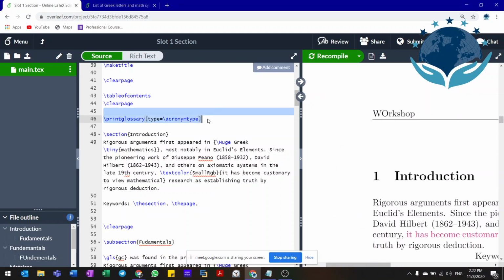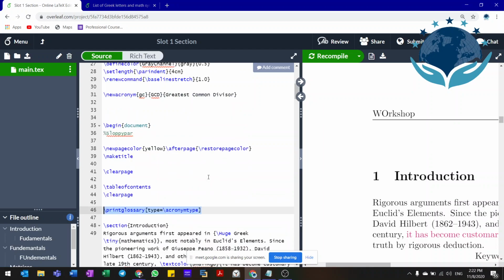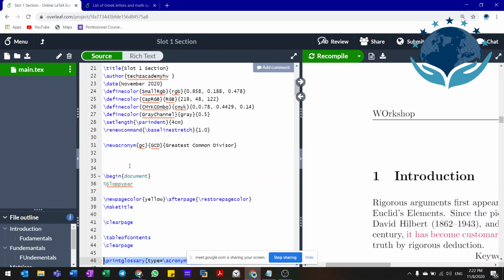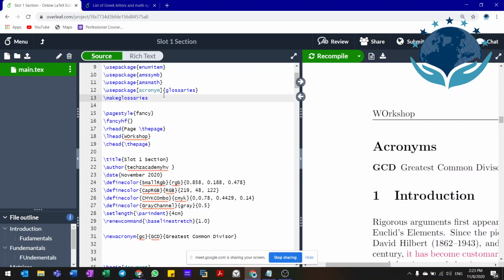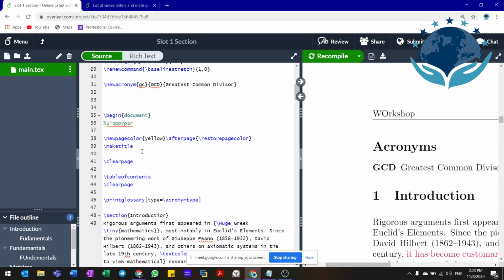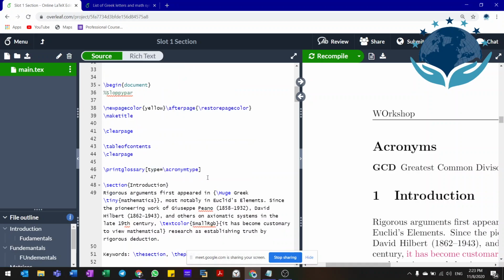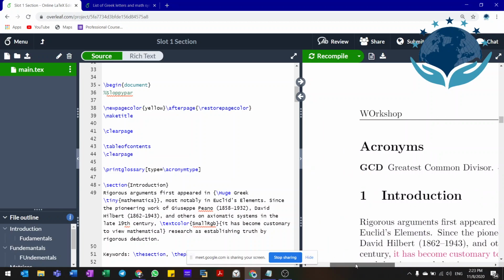Okay, sorry. There is one more thing to discuss. Apart from adding the print glossary, you have to give one more command, which is the make glossaries command. For printing the list of acronyms, you have to use the make glossaries command in the preamble area, and then give the print glossary command with type equal to acronym. So you can see that it has been printed.